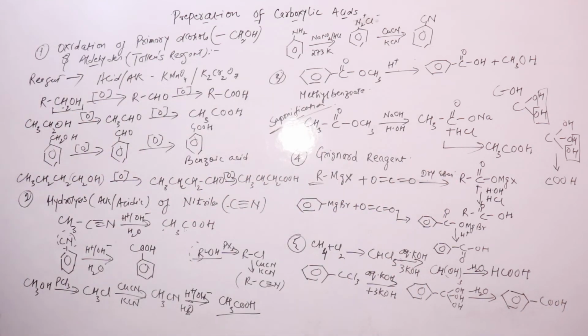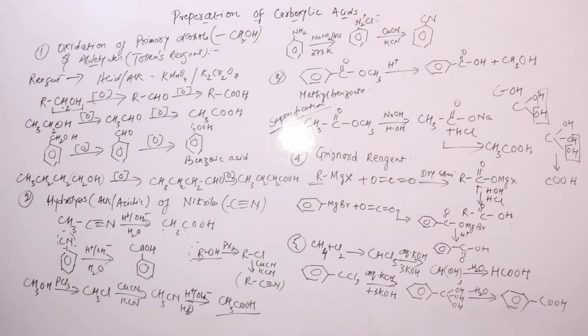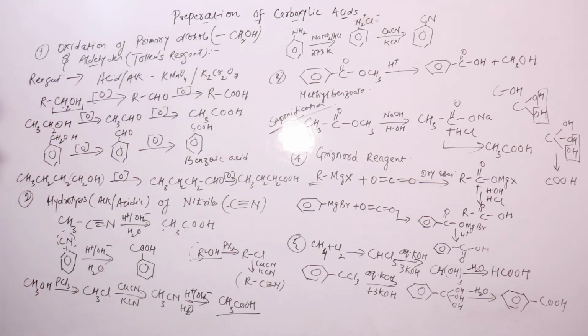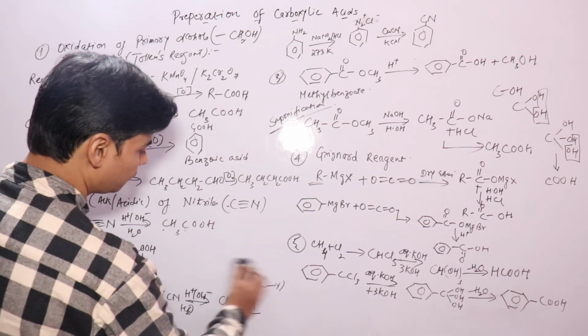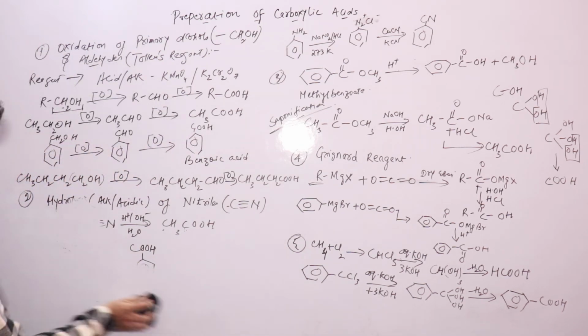I hope this is clear. Just remember the concept of instability. Whenever you have more than one OH group connected to the carbon atom, this is an unstable situation and will result in elimination of a water molecule. We have done this in the chapter on alcohols.